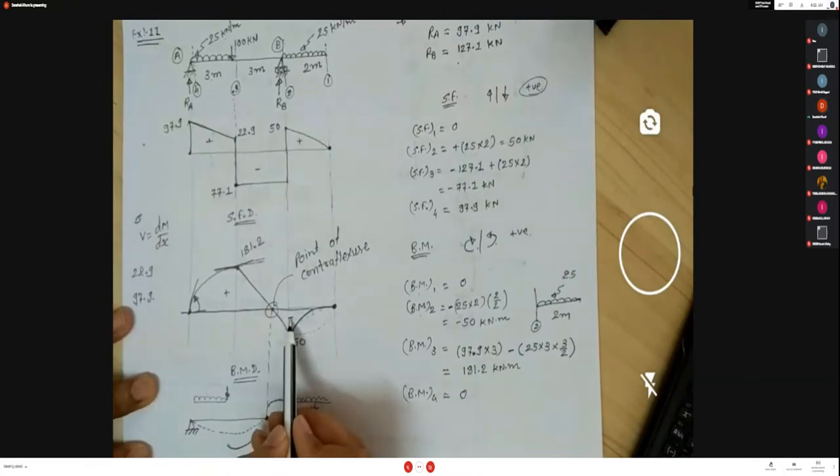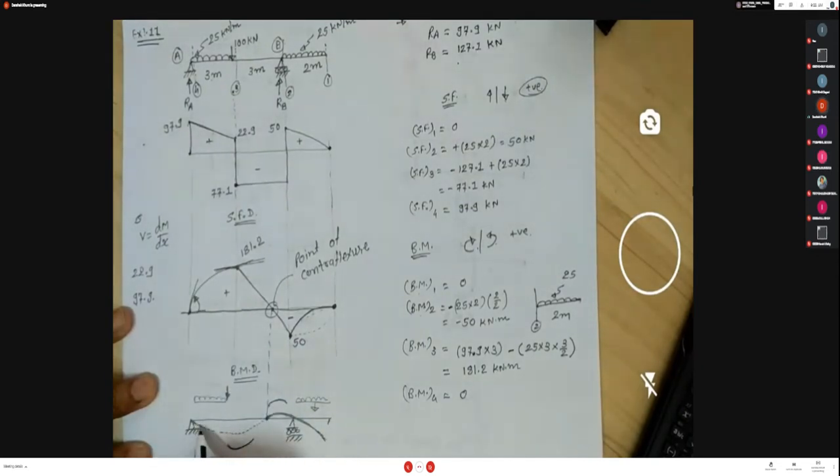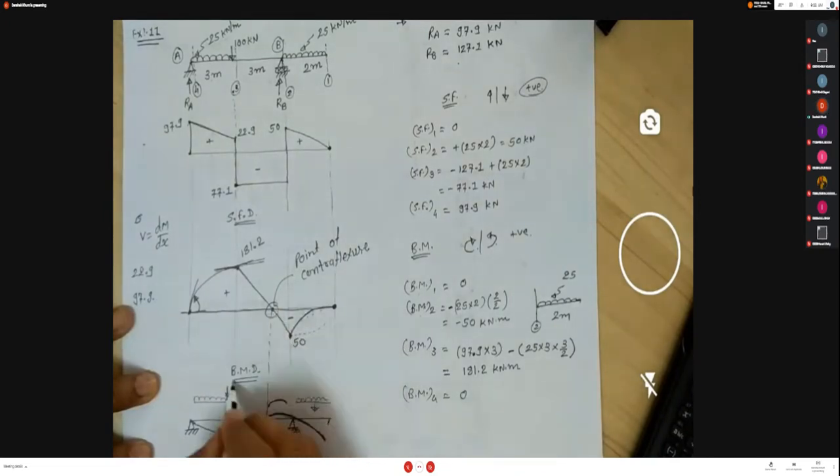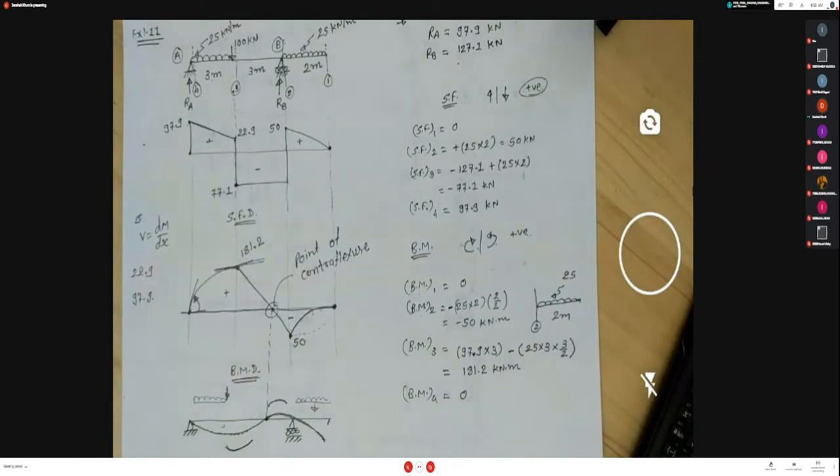Here negative bending, it means our beam is bent in this way. Here positive bending, that means our beam is bent this way. Hogging moment, and this is known as sagging. So it's positive, this is negative. Here bending changes its direction. So this particular point in the bending moment diagram is known as the point of contraflexure.